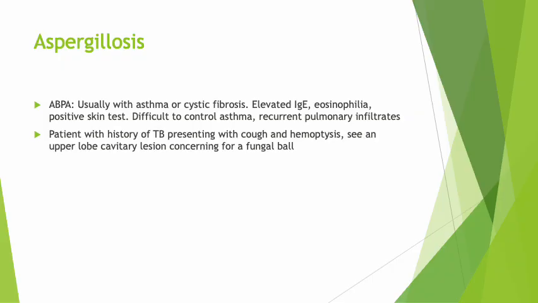So what if you have a patient with a history of TB who's presenting with cough and hemoptysis, and then on imaging you notice an upper lobe cavitary lesion and you're worried about a fungal ball? So this is going to be your aspergilloma.